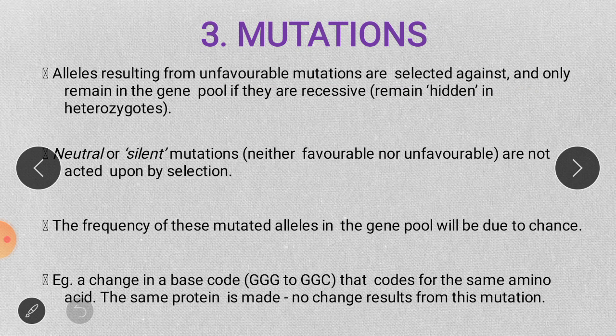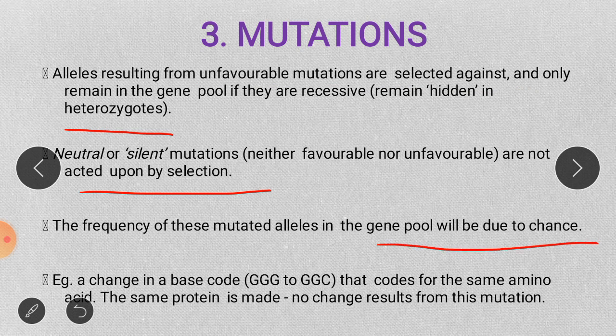So a mutation will remain in a gene pool if it is present in the recessive form, or remain in a hidden form if it is heterozygote. So neutral or silent mutations, either for a favorable allele or unfavorable allele, are not acted upon by selection. So they are also present again. So selection will not operate on this mutation. Okay. So the frequency of this mutated allele in the gene pool will be due to chance.